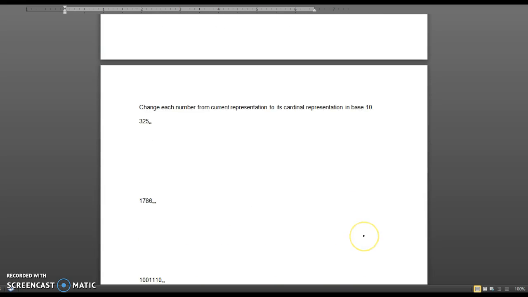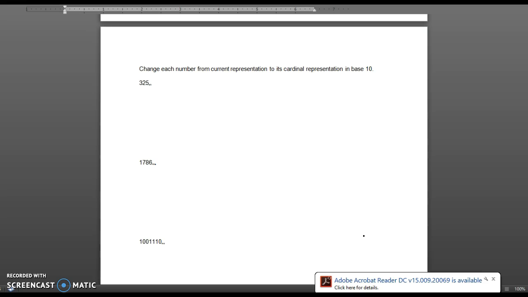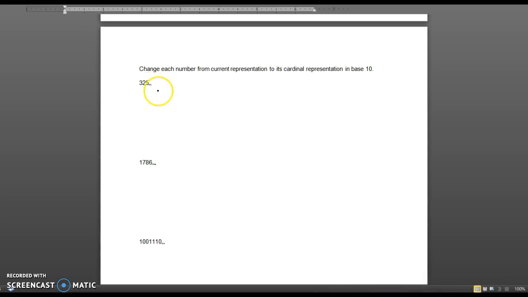Alright, so moving on to the next page, we are going to be working in the other direction. I know you can barely read this, but this is 325 and this is in base 6. So we want to find out, if we took this and turned it into a big pile of babies, how many babies would be there? So we're turning it into base 10.